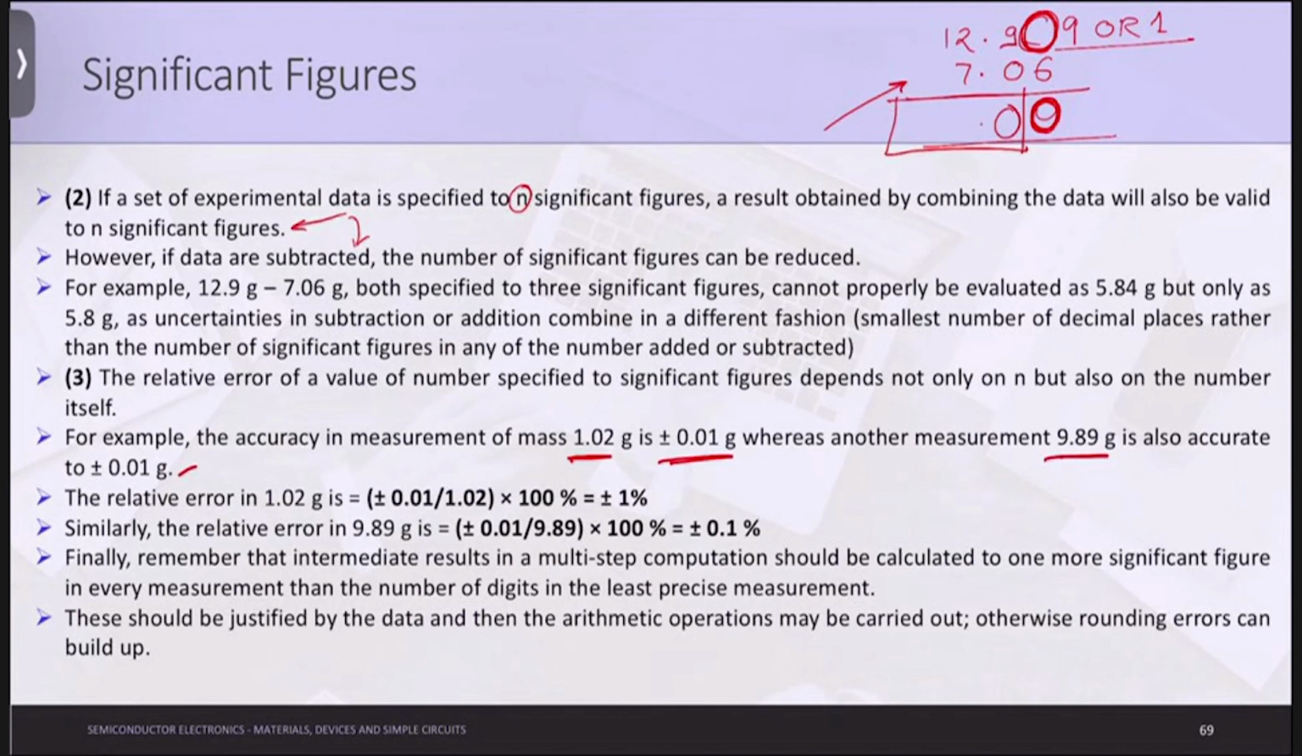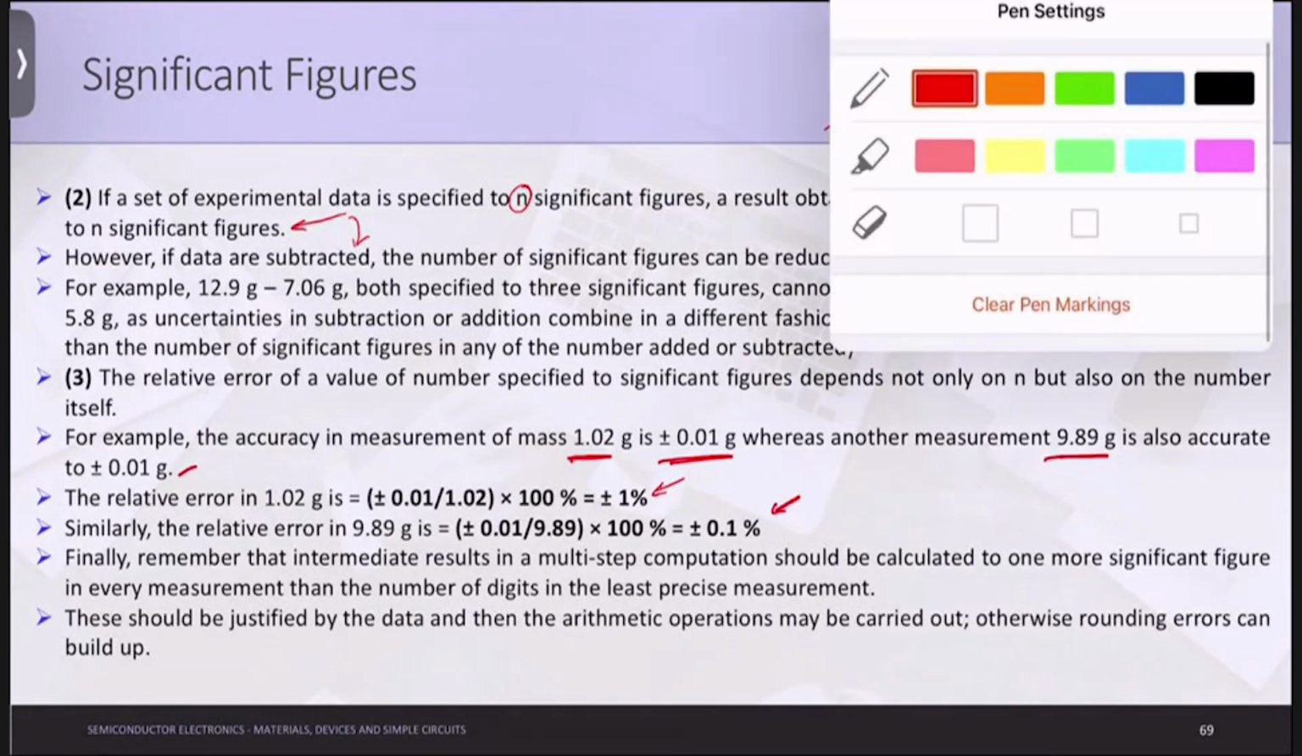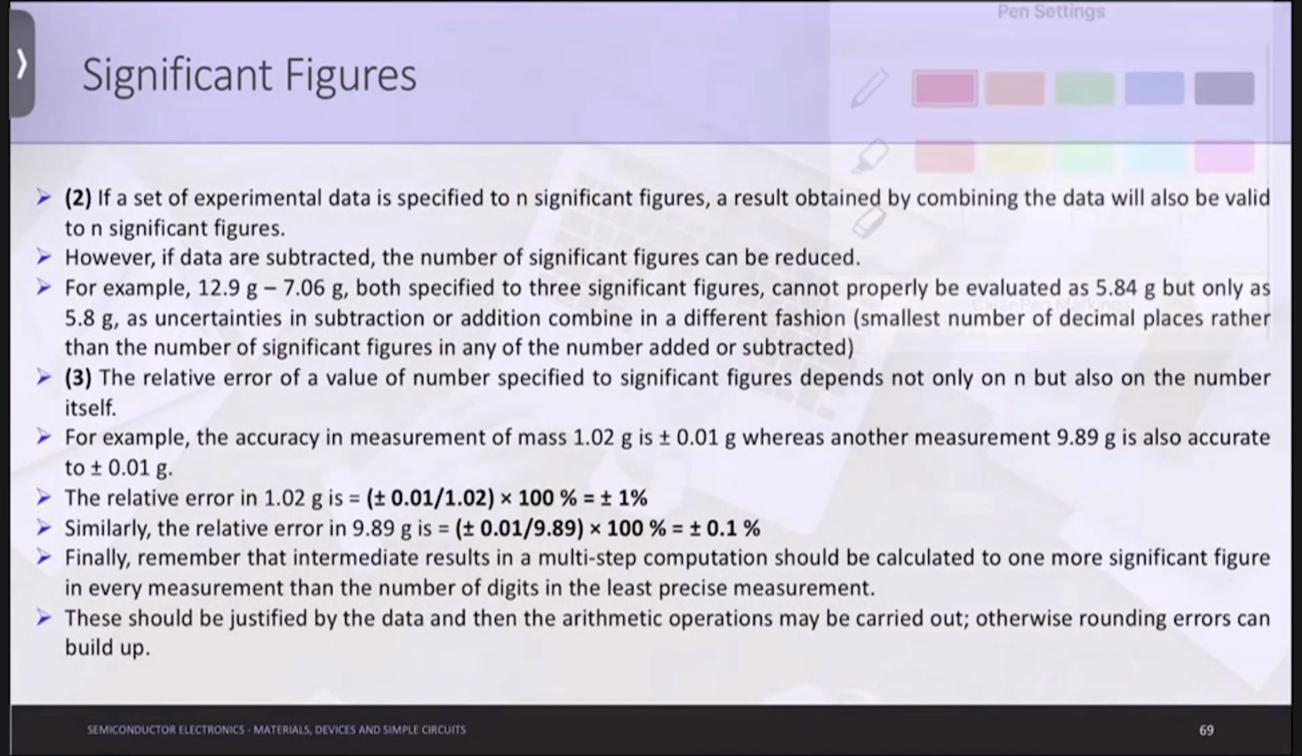Then what is the relative error? The relative error in 1.02 gram is plus minus 0.01 by 1.02. Quite evident, simply delta A upon A into 100. But similarly, what would the relative error in 9.89 be? As you can see, it is quite evident that the relative error in both these scenarios is different.